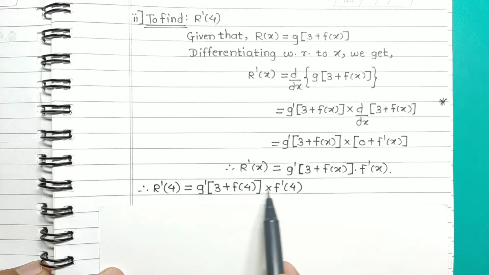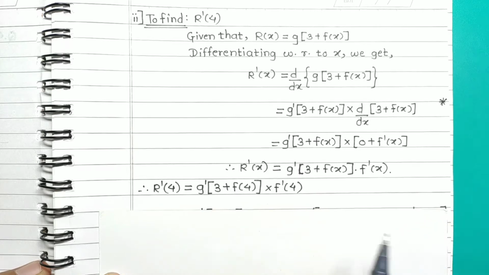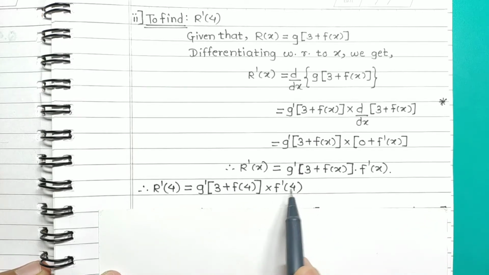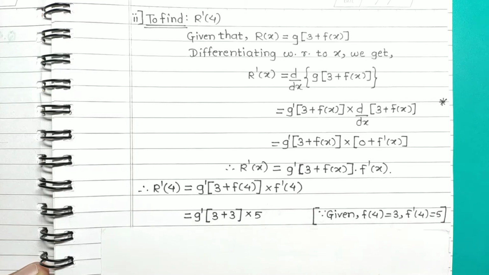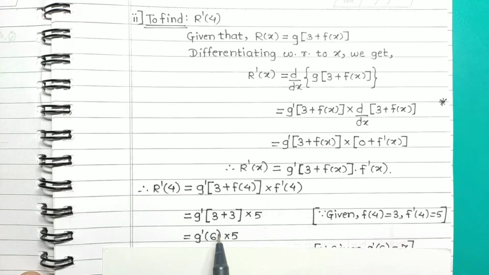We are given such values. So let's substitute for f dash of 4 and f of 4. We are given f of 4 is equal to 3 and f dash of 4 is equal to 5 in the table, where we have listed the given things. So f dash of 4 is 5 and f of 4 is 3, and this 3 as it is. So this is 3 plus 3, 6. So it becomes g dash of 6 into this 5.